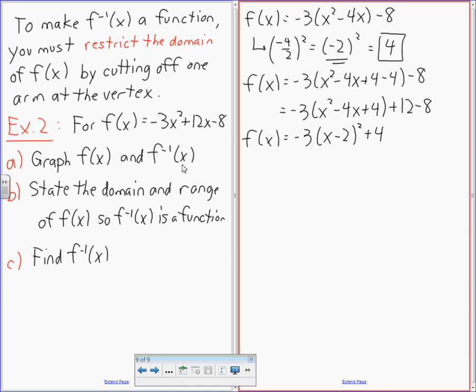Okay. All right, Jessica, what is my vertex and which way is it open, please? Negative 2. I mean 2. Good. 4. Good. Opens down. Good.